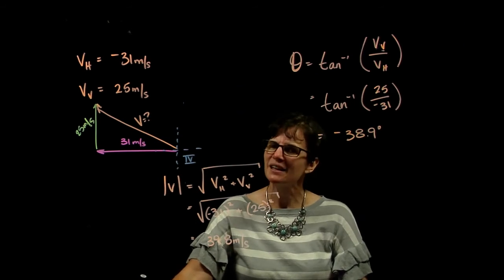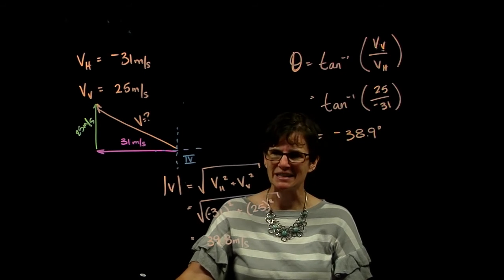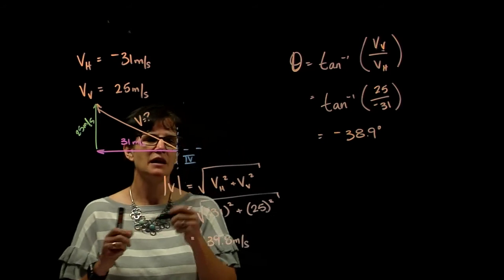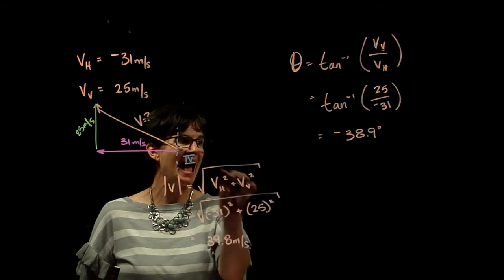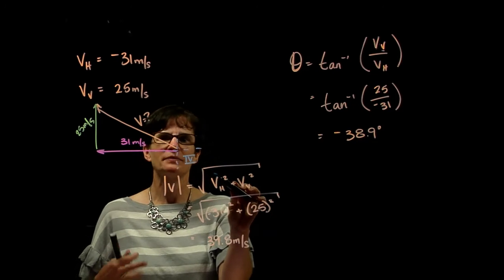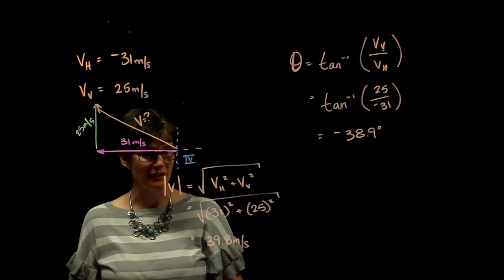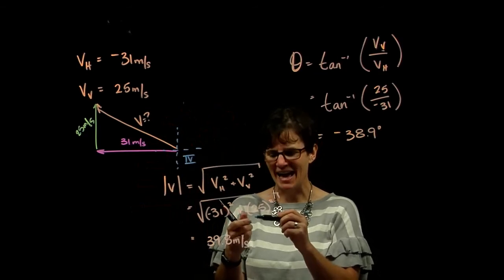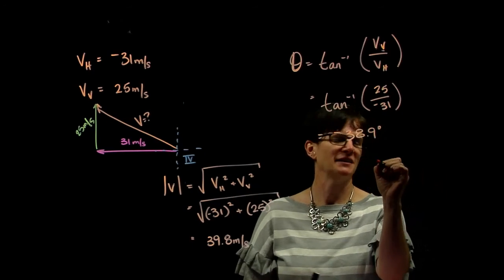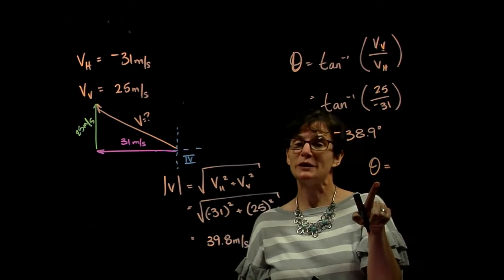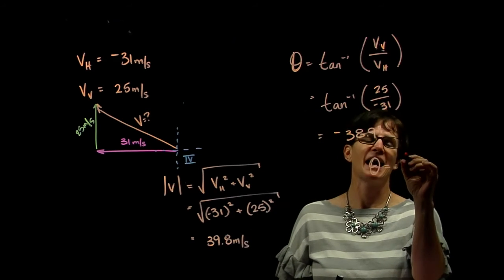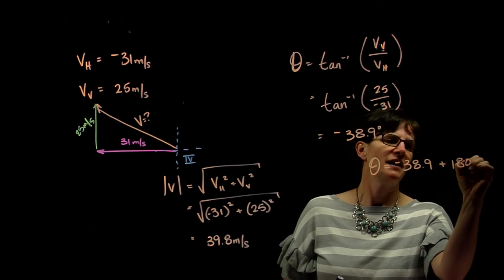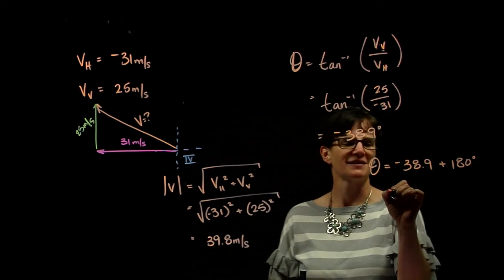So this is where we have to be really careful about what our calculator says and what the physics tells us. The calculator is giving us negative 38.9 because the tangent of a vector in this direction is exactly the same as the value for that vector, and the calculator can't distinguish what quadrant I'm in. So I have to add 180 degrees. So the real angle that this object's velocity is at is minus 38.9 plus 180 degrees.